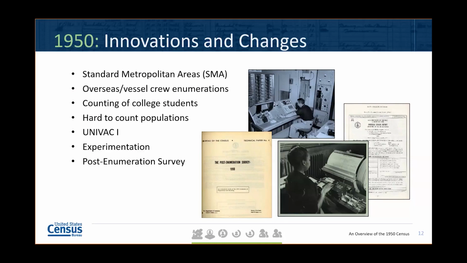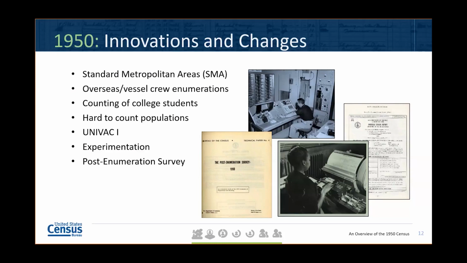Prior to 1950, college students were generally counted at their parents' homes, not at college. However, due to the number of GIs returning to school with their families, which meant they did not live with their parents when school was out of session, we started counting college students at the college, not at their parents' home, and that remains the standard we use today.